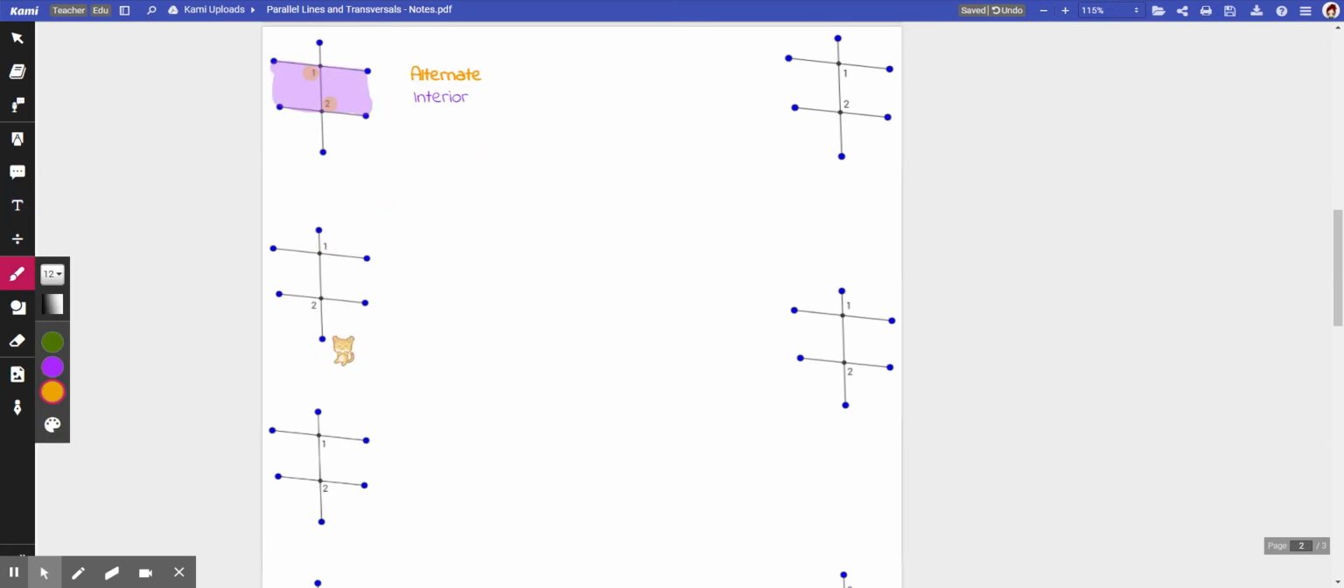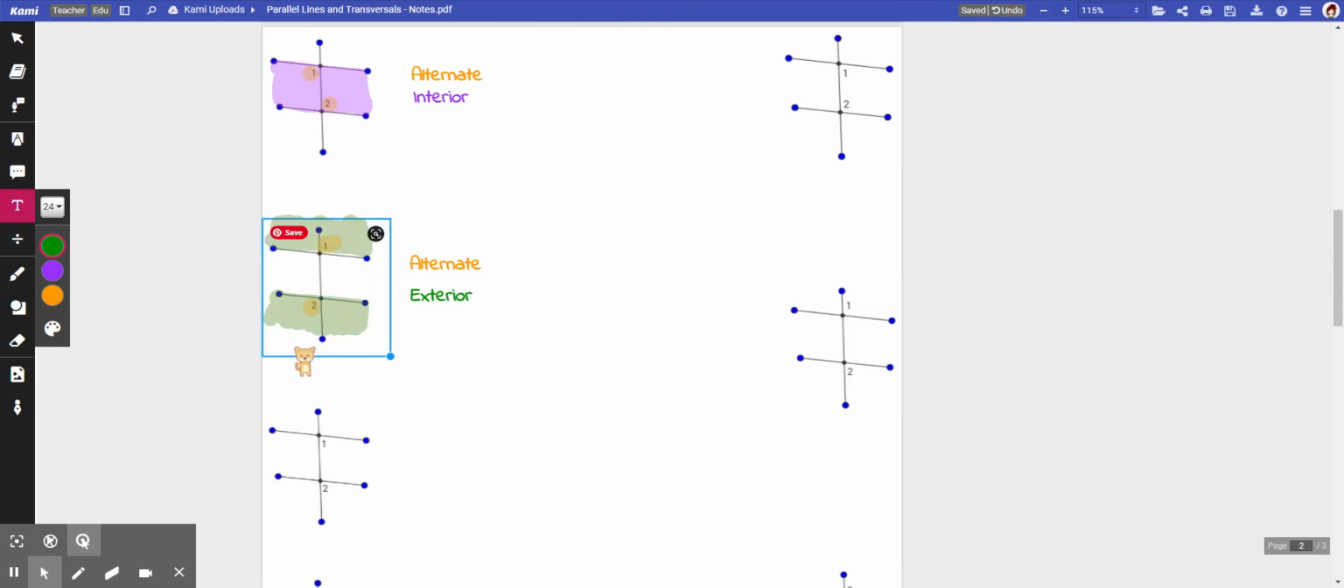This one over here is still alternate, but this time they're outside of the pair of lines. So these are called alternate exterior. They're on alternate sides of the transversal and they're outside in the exterior of the pair of lines.